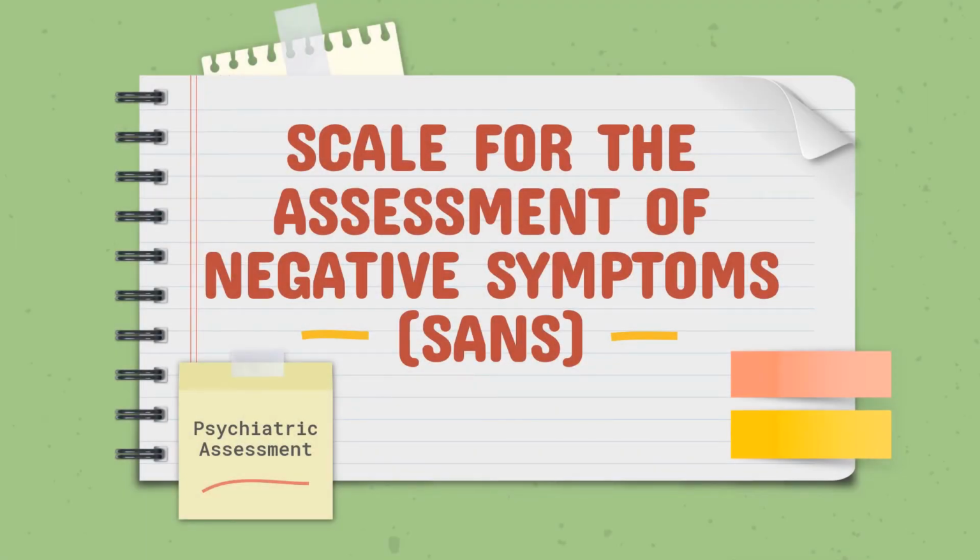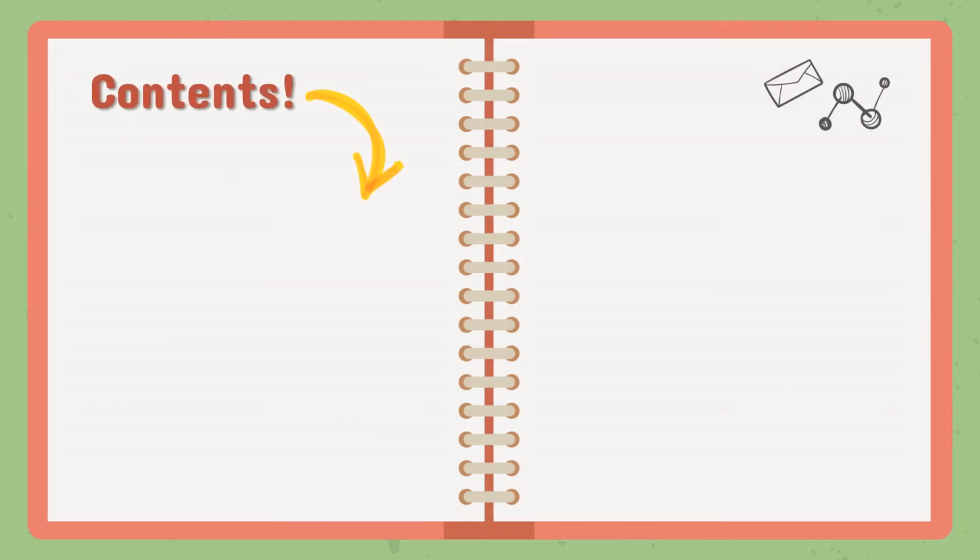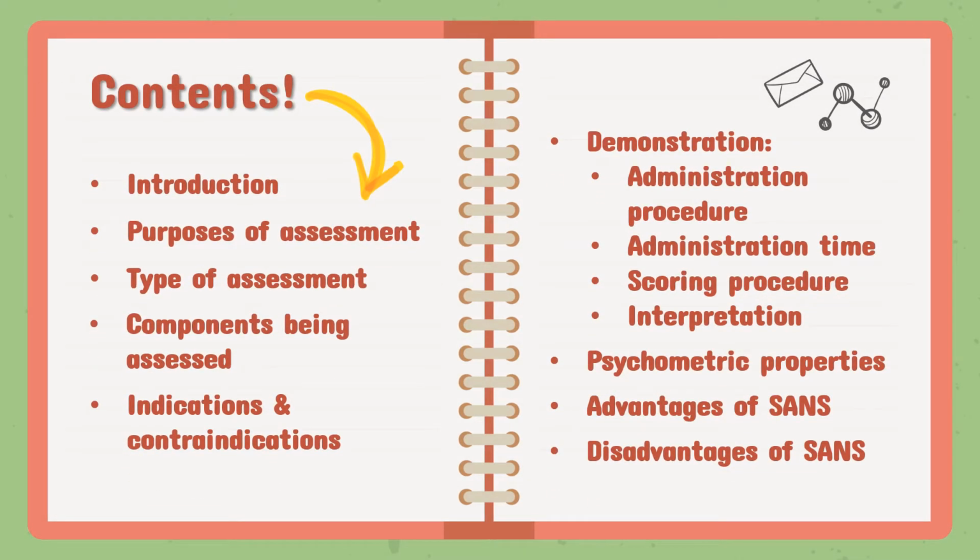Scale for the Assessment of Negative Symptoms, SANS. The contents are: Introduction, Purpose of Assessment, Type of Assessment, Components being assessed, Indications and Contraindications. Demonstration include: Administration procedure, Administration time, Scoring procedure, Interpretation. Next is psychometric properties. Advantages of SANS and disadvantages of SANS.